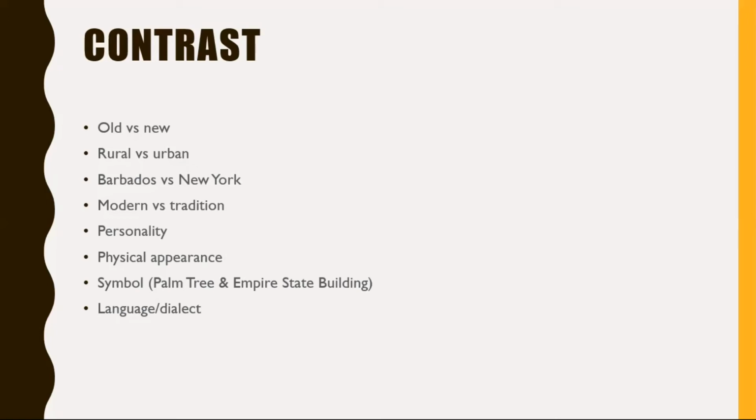Now, there is a level of irony presented in the contrast that we see between the old and the new, the rural and the urban, Barbados and New York, the settings, urban tradition, modern tradition, personalities between the two characters, the physical description or appearance of the two characters, even the symbols that we see, and the language used by both characters. We do see contrast in them.